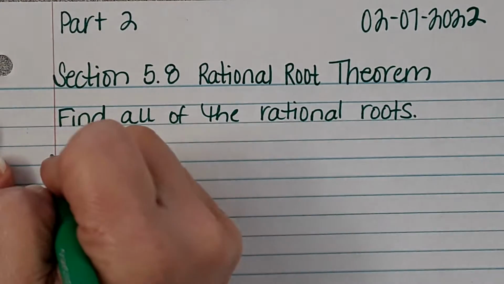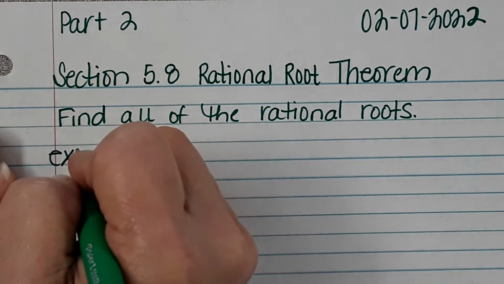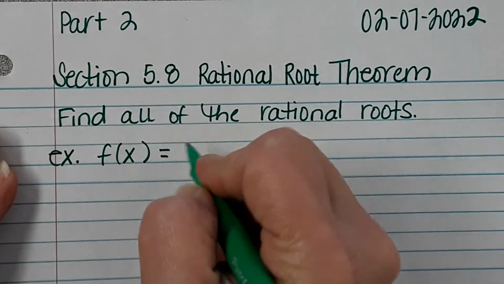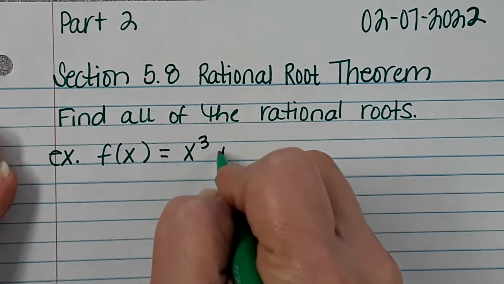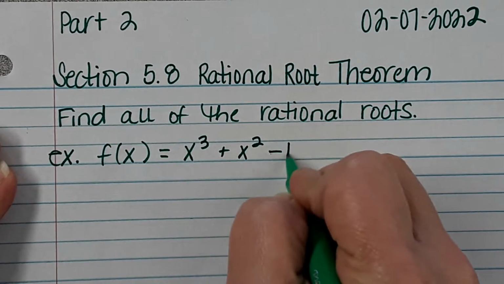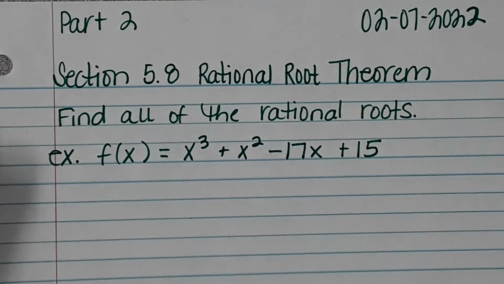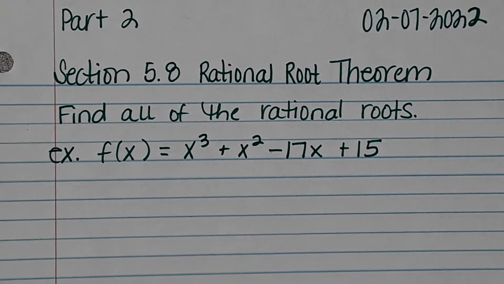Okay, so we're going to do example 1. Example 1 is f of x equals x to the third plus x squared minus 17x plus 15. So the big part is making sure you understand the directions. So for this one, it says find all the rational roots.